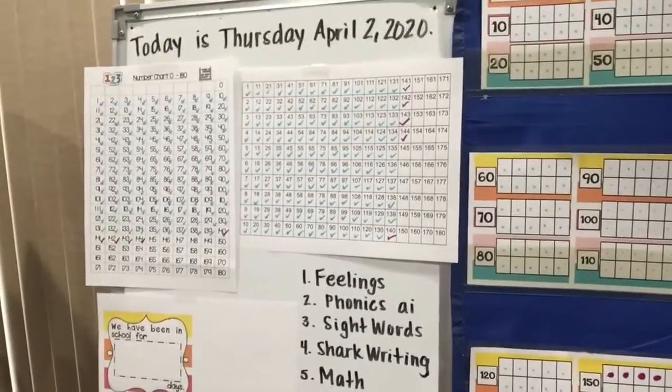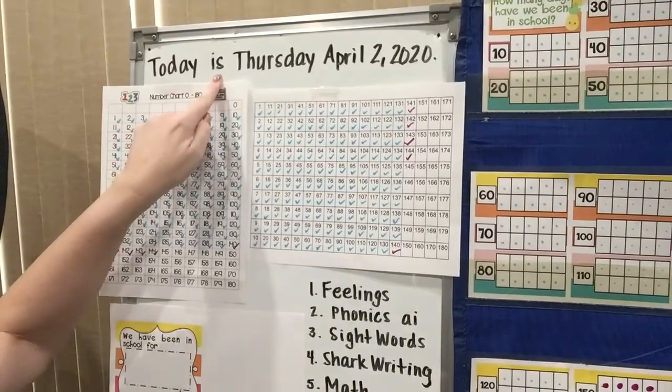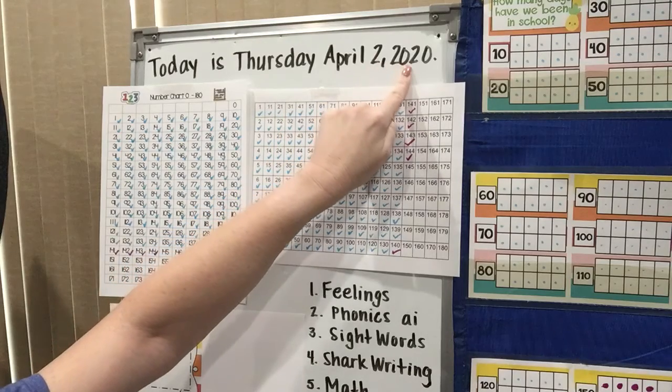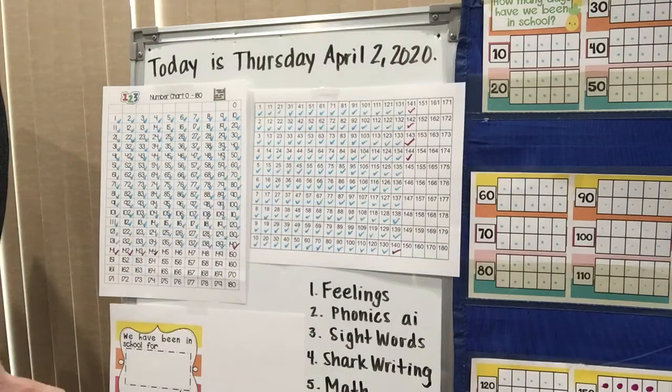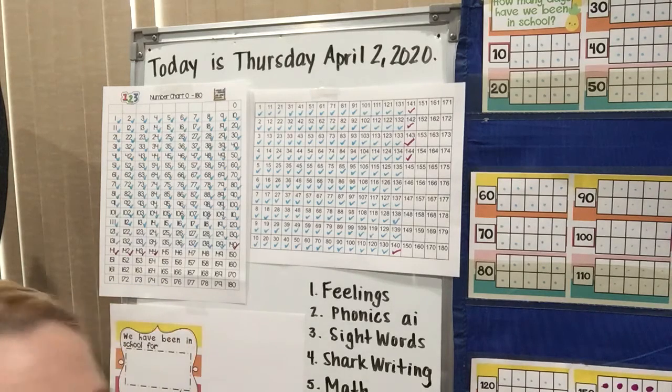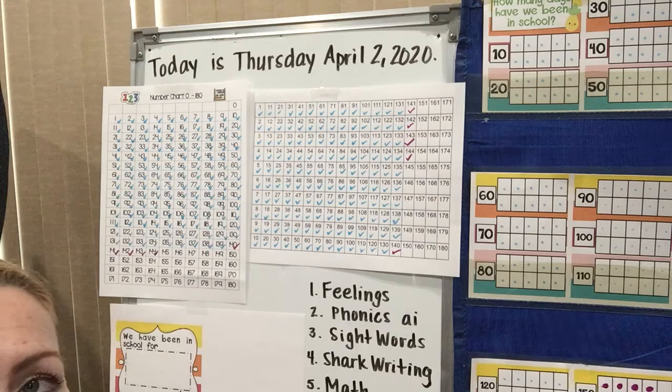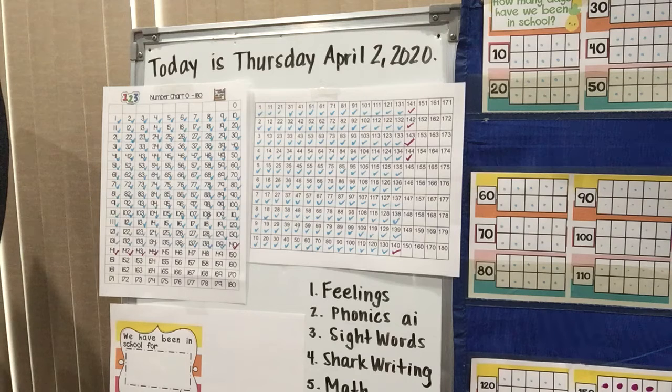There we go. So today is Thursday, April 2nd, 2020. And yesterday on our Good Morning video, I sent you a picture of the days of school on the Number Frames app. So if you have the Number Frames app and you want to try making the days of school on there using the number frames, you can change the pictures, the colors. There's lots of cool stuff on there. I'd love to see that from you.